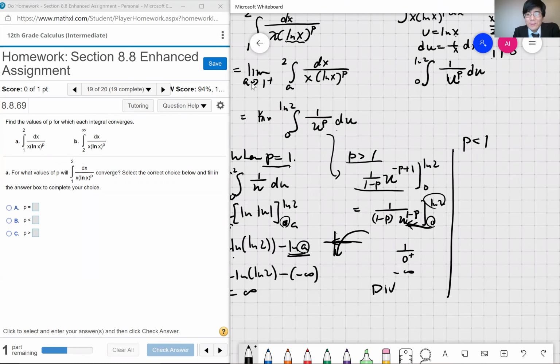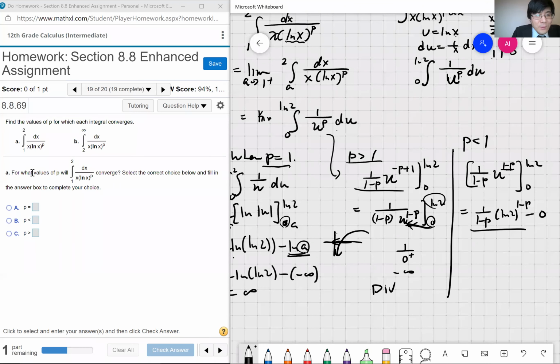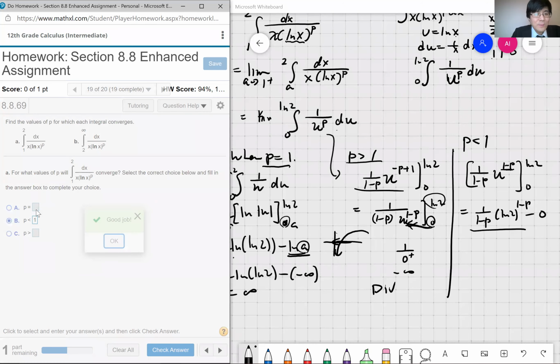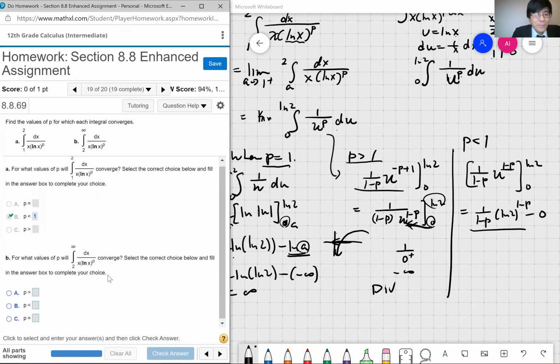When p is less than 1, same integral, so it's going to be like this. But this is positive now. This is positive now, so it's not on the denominator, but it's actually on the numerator. So the limit does exist, and that is equal to some number like this. So for what value of p does it converge? It converges for p less than 1. Okay.